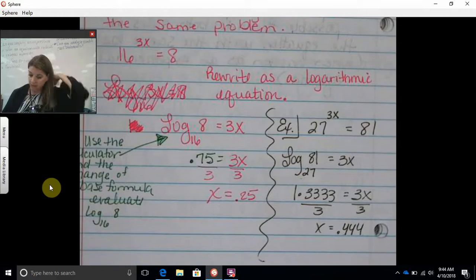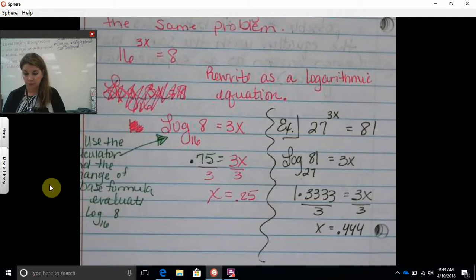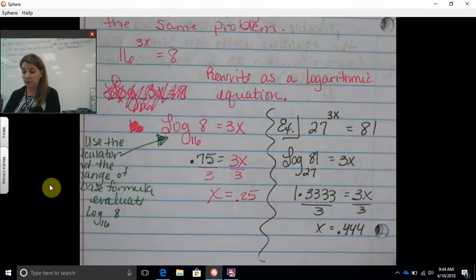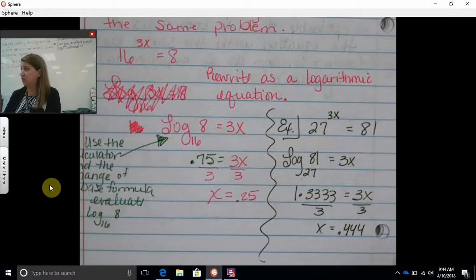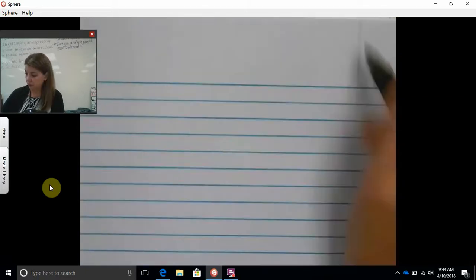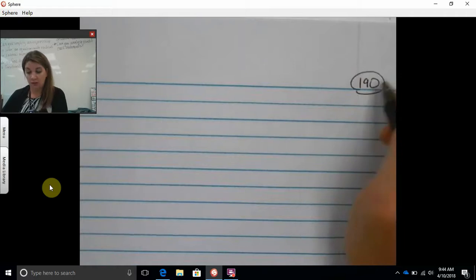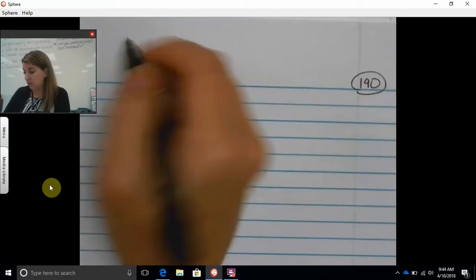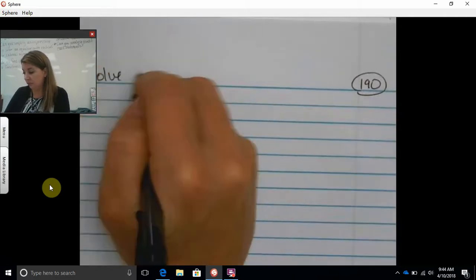Any questions on that? All right, I'm going to do several examples on the next page. I only have one more page, but it is several examples. So page 190. Solve each equation.